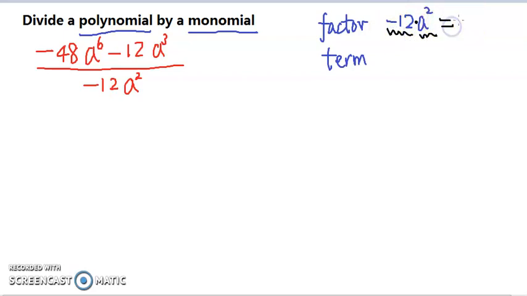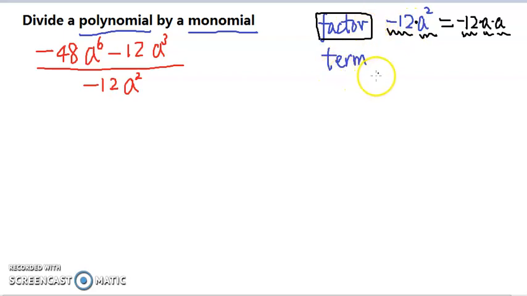If you rewrite a squared as a times a, and again, the only operation in here is multiplication, you can call each of them a factor. So you can call negative 12 a factor, and a a factor. So that's the definition of factor. Whenever we talk about factor, the only operation we can have is multiplication.